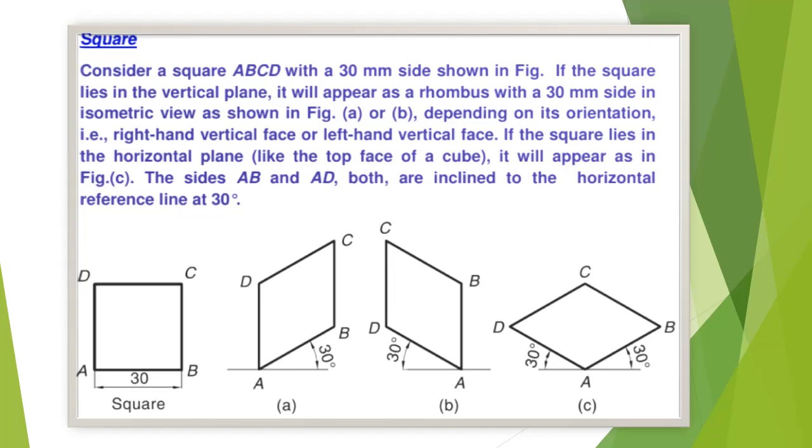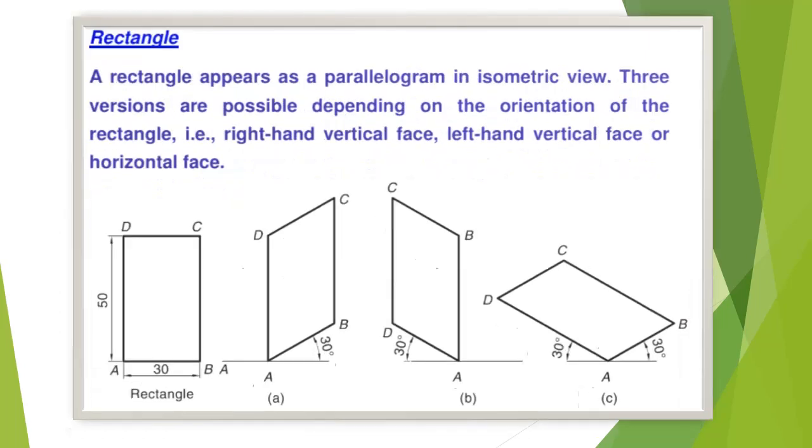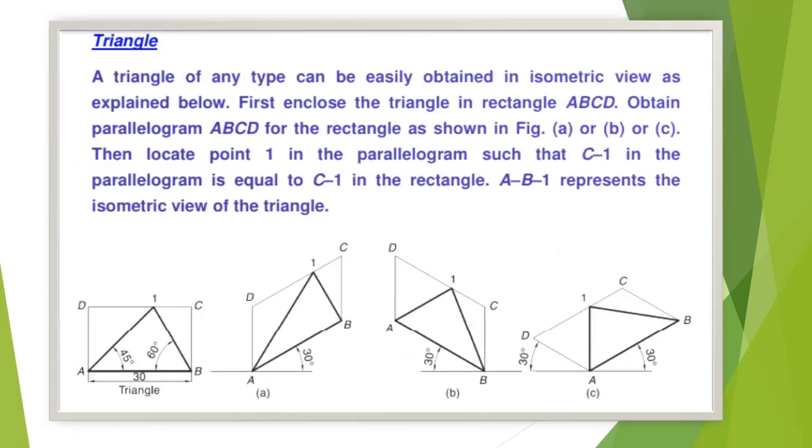If square lies in the vertical plane it will appear as rhombus as shown in figure A and figure B. If the square lies in horizontal plane it will appear as in figure C. A rectangle appears as parallelogram in isometric view. A triangle of any type can be easily obtained in isometric view as explained in figure.